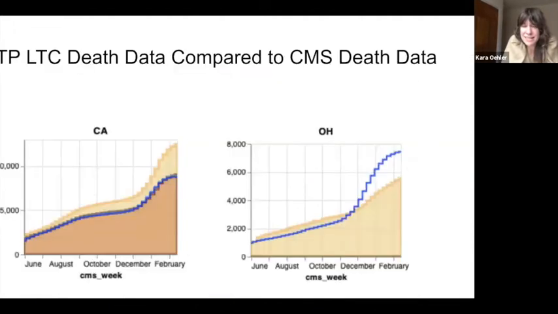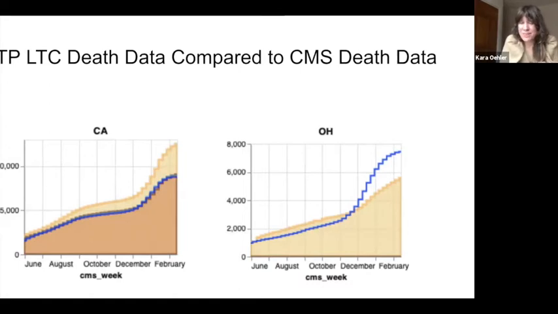So if you go to the next slide, you can see that California, basically the blue line and the darker orange line, that orange is representing nursing home data in our data set, and it lines up basically perfectly with CMS. And in Ohio, they don't distinguish between nursing home deaths or assisted living deaths, so this is just total. And you can see that the CMS data is reporting more. And we're really not sure why that's happening. It's just kind of an open question worth exploration.